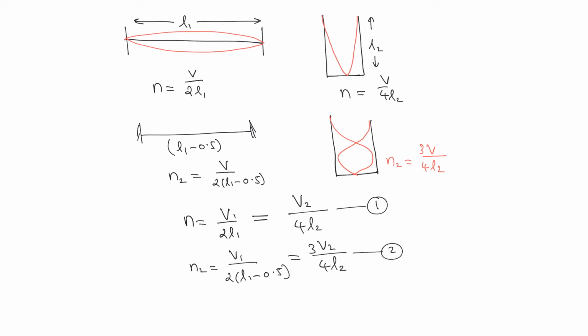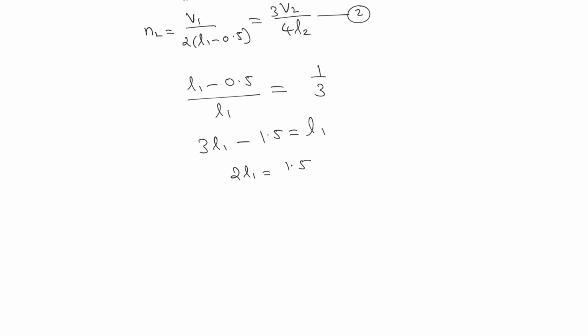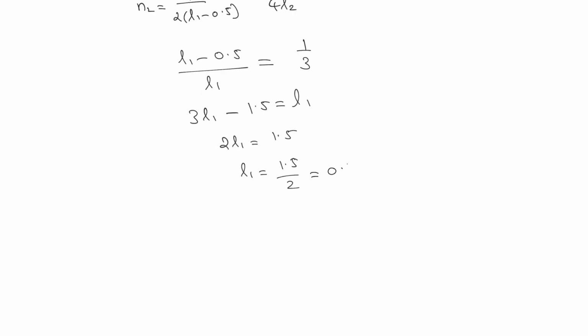Now if we take equation number 1 divided by equation number 2, we get (L1 minus 0.5) divided by L1 is equal to 1 divided by 3. So 3L1 minus 1.5 is equal to L1, or 2L1 is equal to 1.5, so L1 is equal to 1.5 divided by 2, which is equal to 0.75.